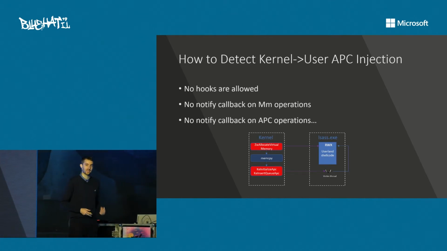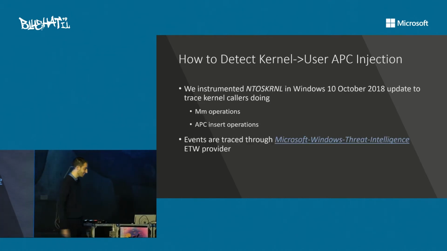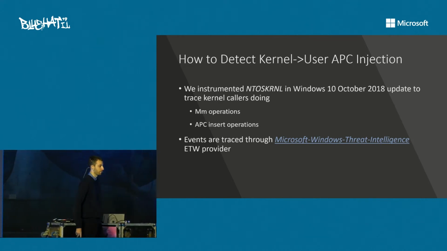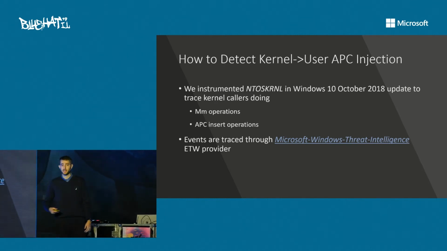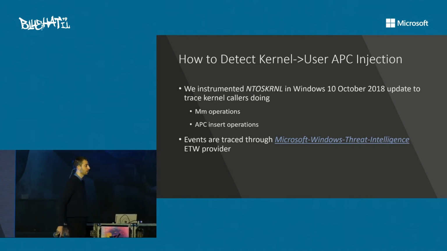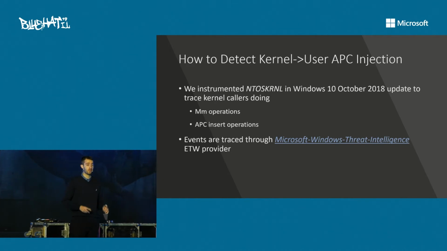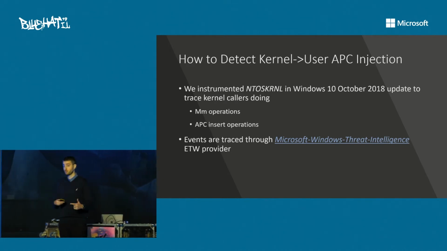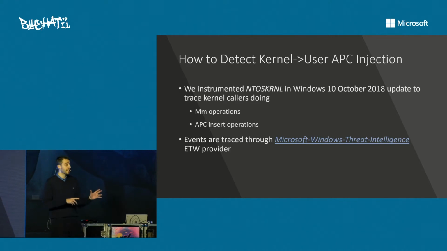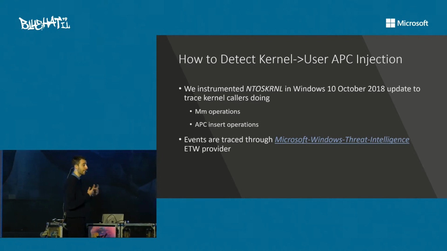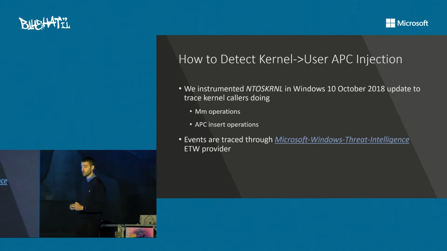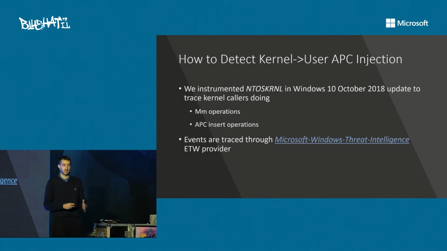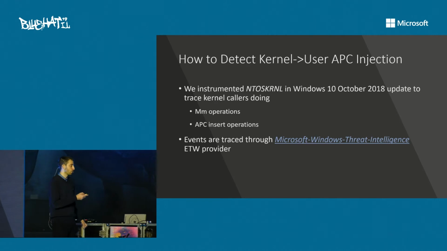Yeah, well, we recently made it possible. In the last October update, we introduced new instrumentation to the Ntoskrnl kernel, which provides the required optics to detect such kernel threats. Both memory management and APC operations performed by kernel callers are now being traced with dedicated events, which can be consumed by anti-malwares via the threat intelligence ETW provider, which is super because that's exactly what we need for Double Pulsar related threats. Cool.